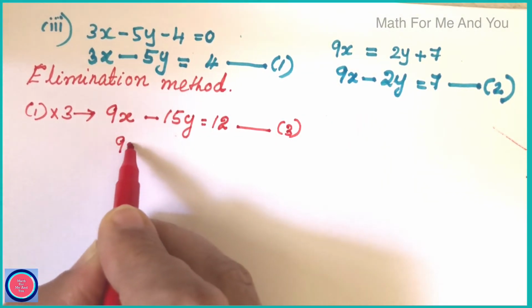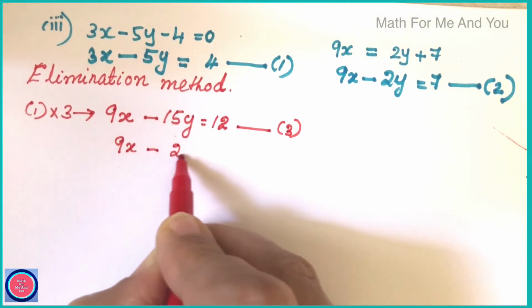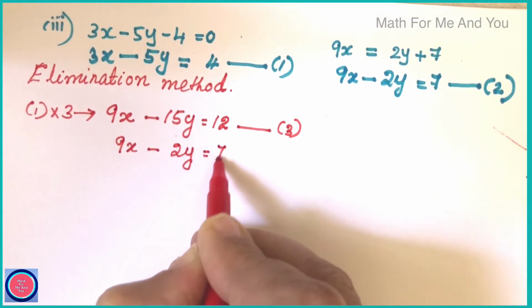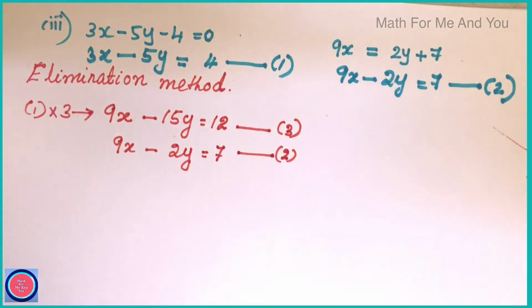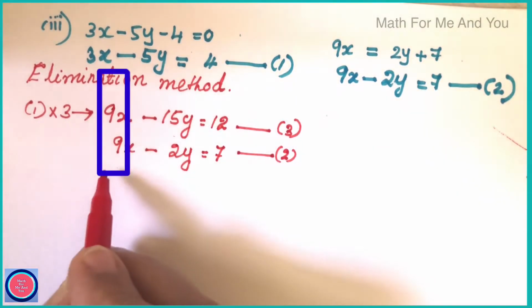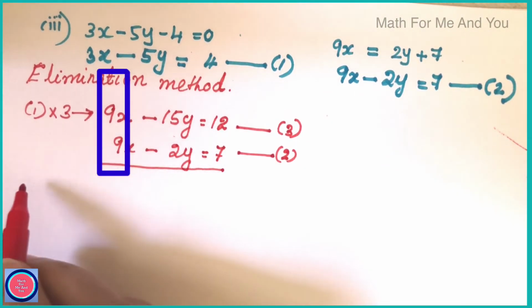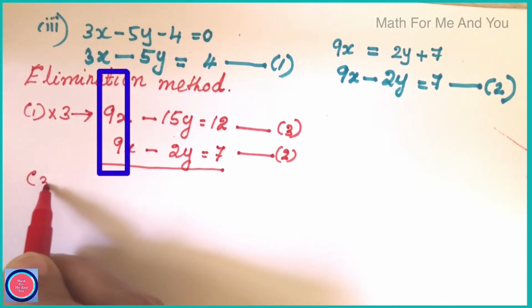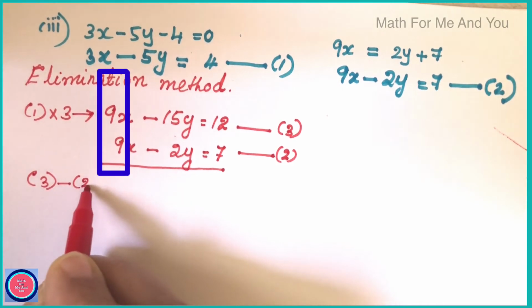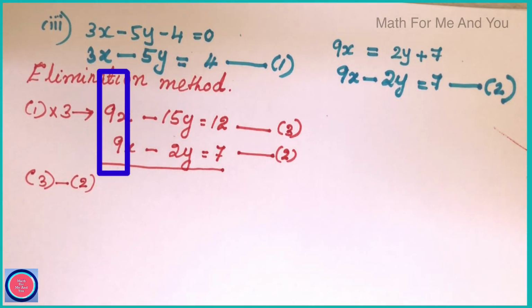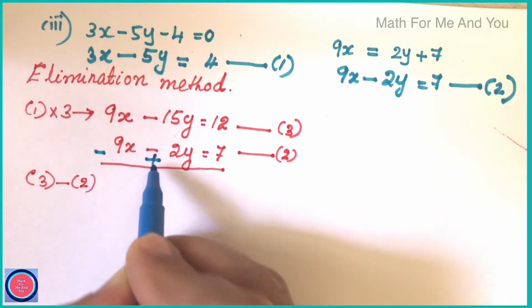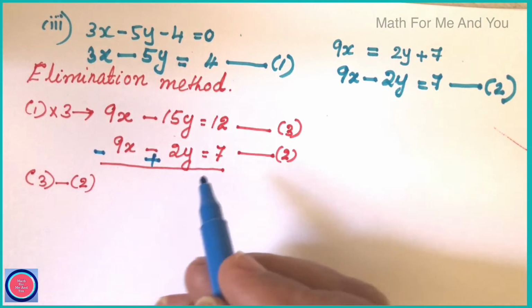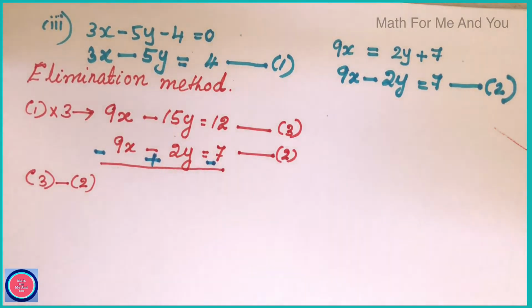This is a new equation. Let's mark it as equation number 3, and then write the other equation below it: 9x minus 2y equals 7. That is equation number 2. We can see the coefficients of x are the same, but they are both positive. How to delete them? We subtract: equation 3 minus equation 2. That means in equation number 2, 9x becomes minus 9x because of subtraction, minus 2y becomes positive 2y, and 7 becomes minus 7.